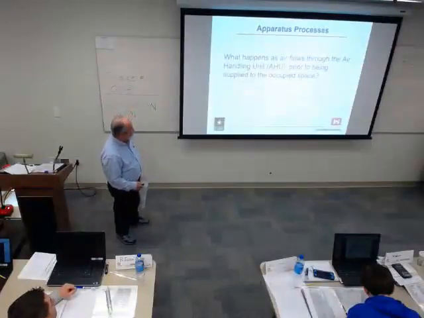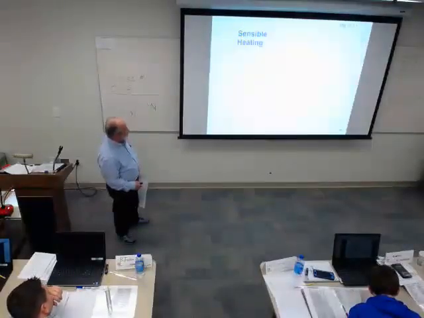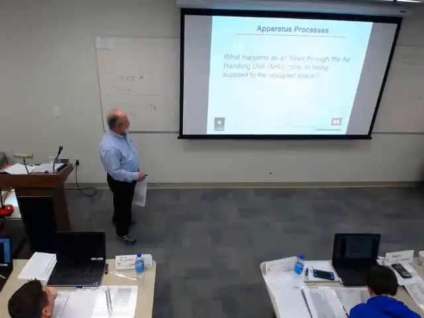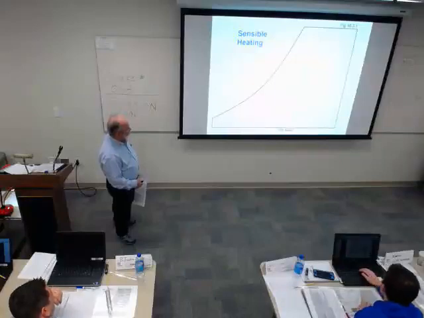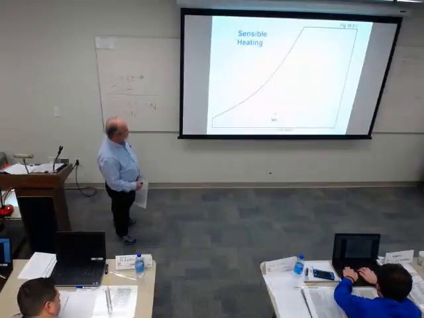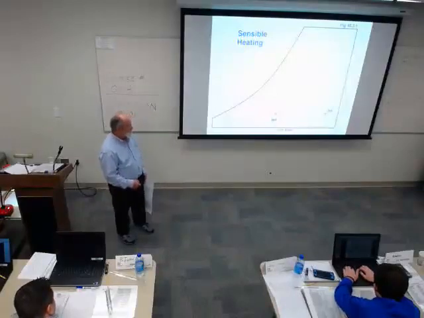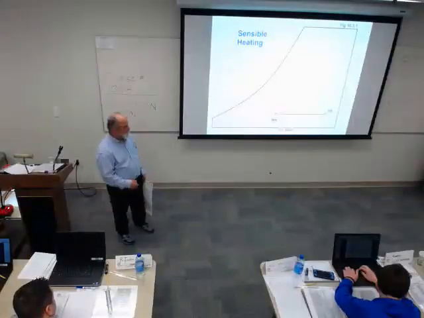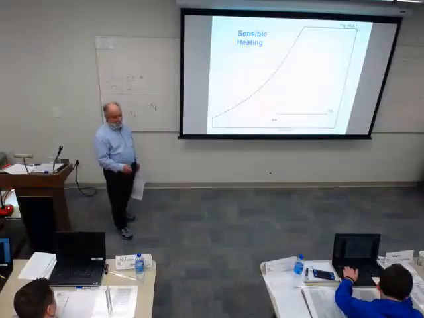And so let's look at what happens if we go to the air handling unit now. What happens is air flows through the air handling unit prior to being supplied to the occupied space. So here we go. Sensible heating. There's a mixed air temperature, there's a supply air temperature, and because no moisture is added to it, it's a straight line. All you do is heat, no moisture is added, and it's a straight line. On the back, to review this, there's stuff in the back that covers this too.